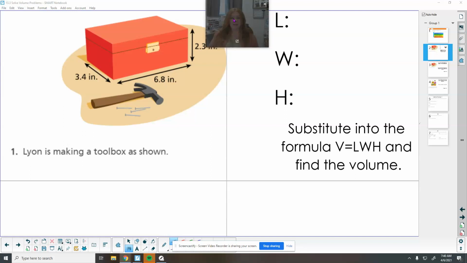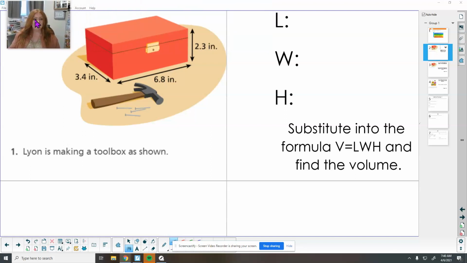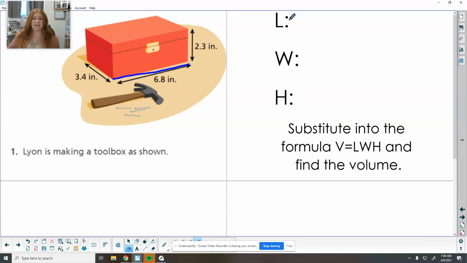So task one tells us that Lion is making this toolbox shown. So let's list out the dimensions that we know. So we know the length here is 6.8, and our width going backwards is 3.4. And then the height from bottom to top is 2.3.